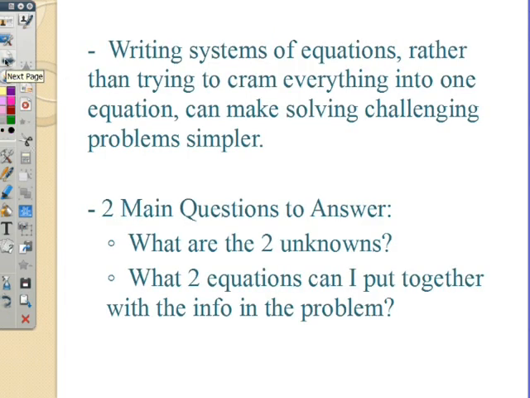One reason we want to try to write systems of equations for word problems when we're looking for 2 things is that it can often make writing the equations a lot simpler. And so the 2 main questions you want to answer, and you don't have to write all this down, this is just think about it kind of stuff, is what are those 2 unknowns and what 2 equations can I put together with the information in the problem. So we're always looking to write 2 equations with our 2 unknowns.